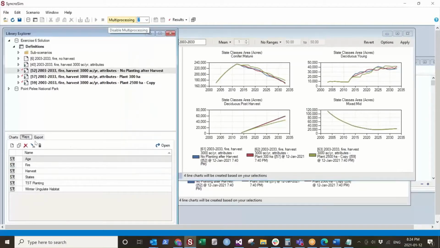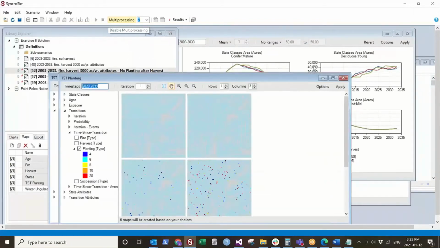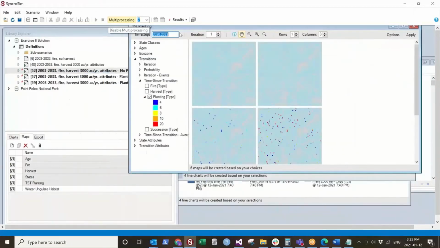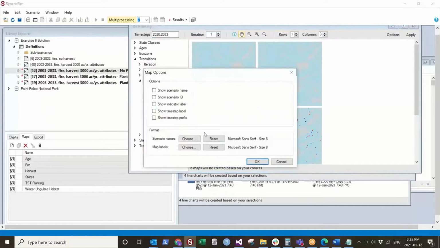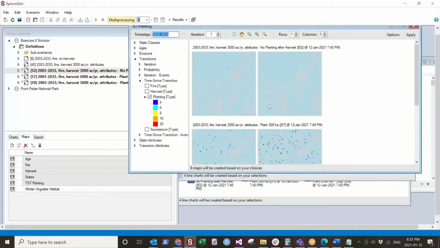And then the other thing that you can see as well is a map of how long it has been since I planted over time. We've got 2020 and 2033, and kind of the gray area. So this top scenario here is a scenario that had no planting at all. The scenario labels are not on; we should probably put them in. Show scenario name. Okay, so this is the scenario with no planting.